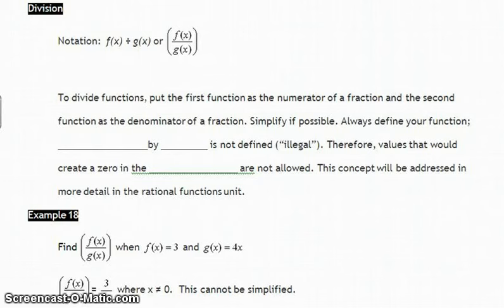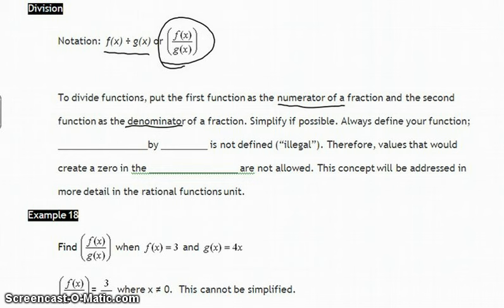And now that we have reviewed our factoring skills, working on division with functions is going to be a snap. The notation that you'll see is f of x divided by g of x, or f of x over g of x. So the first thing we need to do when we're dividing functions is put the first function as the numerator, or the top of the fraction, and the second function as the denominator, or the bottom piece, and then simplify.